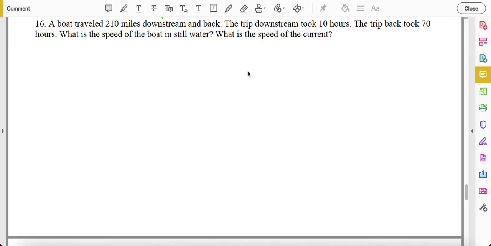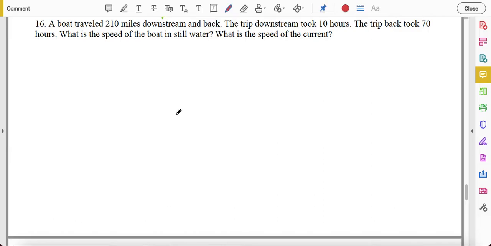16 on the Chapter 7 review. So a boat traveled 210 miles downstream and back. The trip downstream took 10 hours, and the trip back took 70 hours. What is the speed of the boat in still water? And what is the speed of the current? Okay.